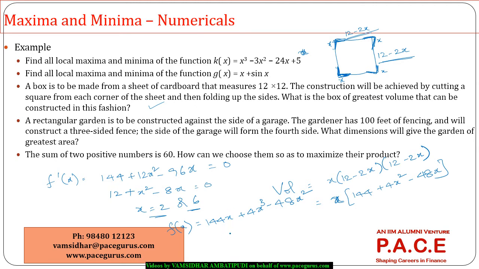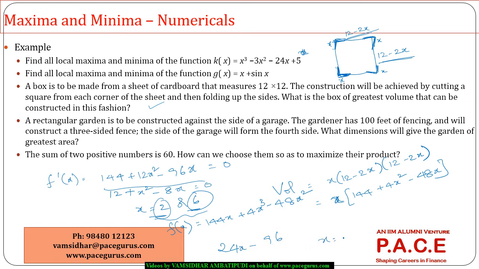Now let's look at what is the second derivative, because I want to know at which point the maximum occurs. Is it at 2 or is it at 6? Because I got two possibilities here when I did the first derivative equating to 0. So I really need to know where is the maximum coming. If I cut 2 from each side or 6 from each side, that is where I go with the second derivative. The second derivative here is 24x minus 96.